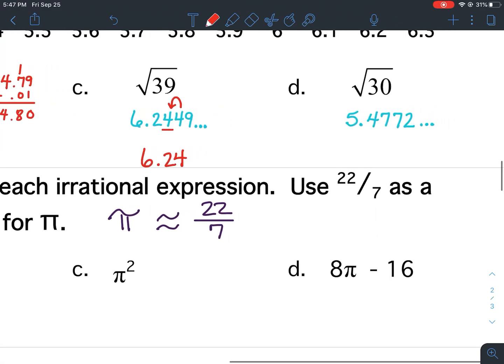For D, in the hundredths spot is a 7. Following it is another 7. So that 7 would push the first 7 to an 8. So this would be 5.48.